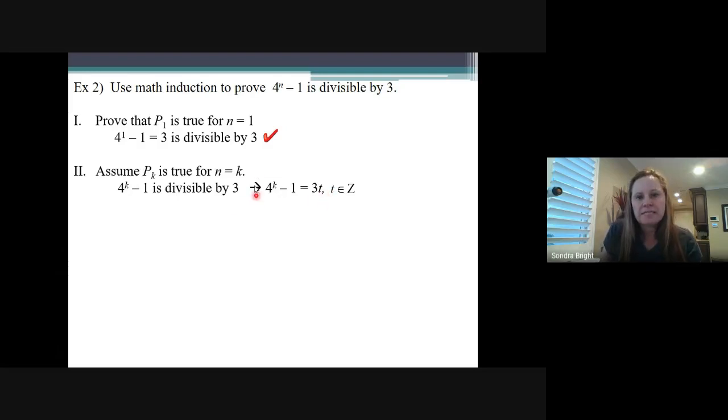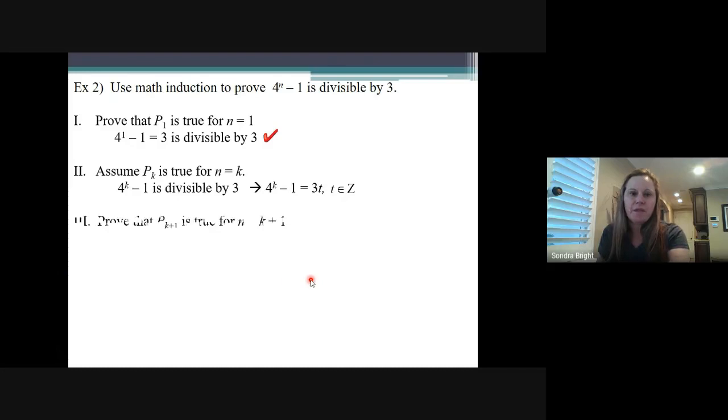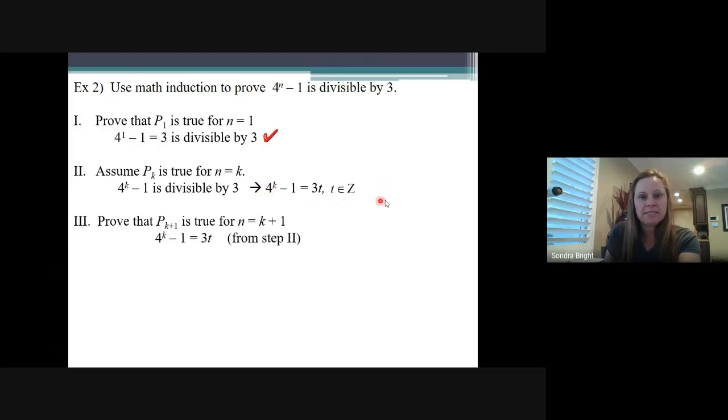So this is how you state in math language that 4 to the power of k minus 1 is divisible by 3: it's equal to 3 times t, where t is an integer. All right, now we're going to prove that it's true for when n is k plus 1. Remember, we start with step 2, so I'm going to rewrite this exactly like that. I should have written where t is an integer, but I just wrote it right there.